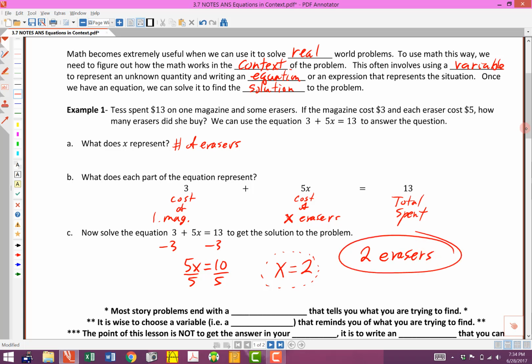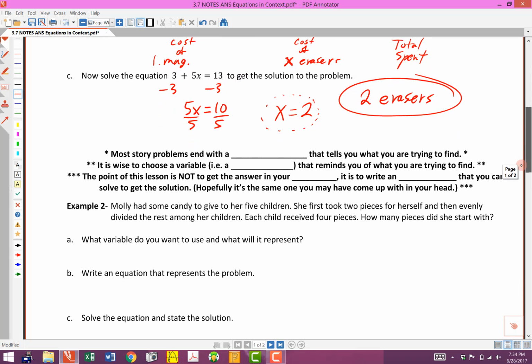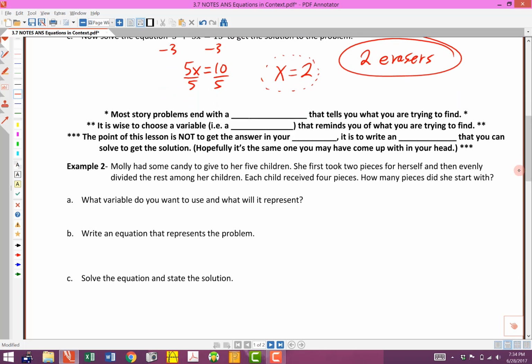So this is the type of thing that we'd want to see, but from now on you're not going to be given the equation and be asked to figure out what the parts are. You're going to need to figure out what the equation is. So there are a couple things, and I've got each one of these in bold, and I've got asterisks. Okay, most story problems end with a question, and that question usually tells you what you're trying to find. It tells you what the missing piece is.